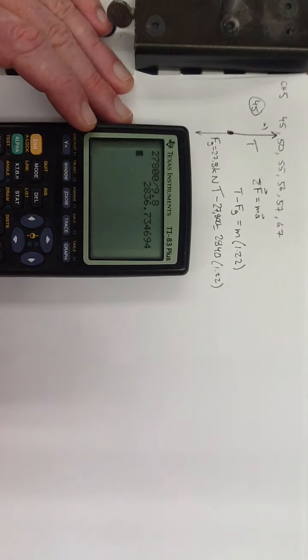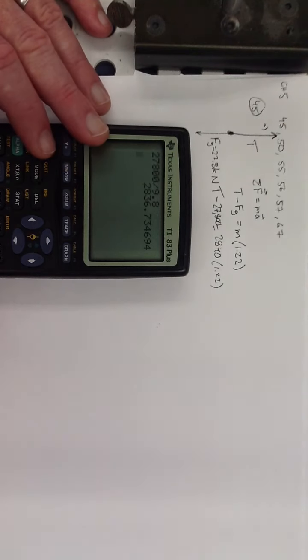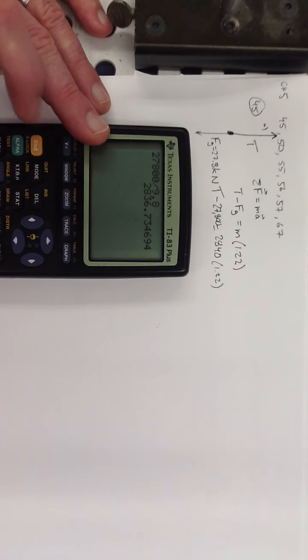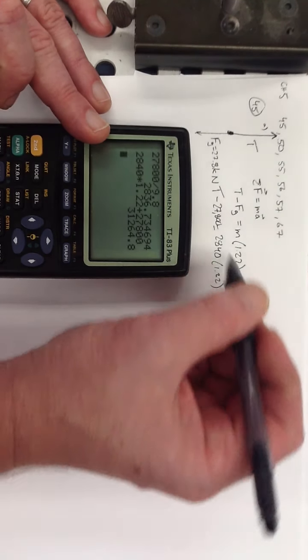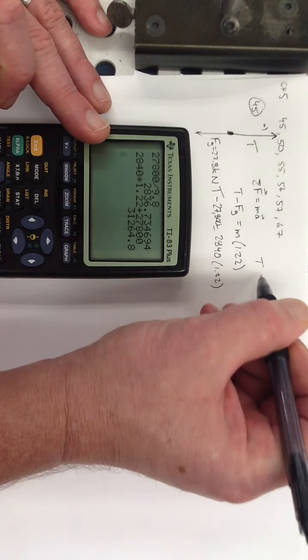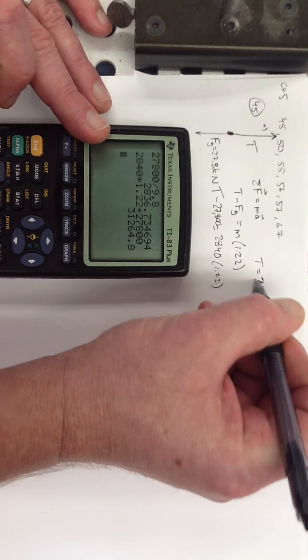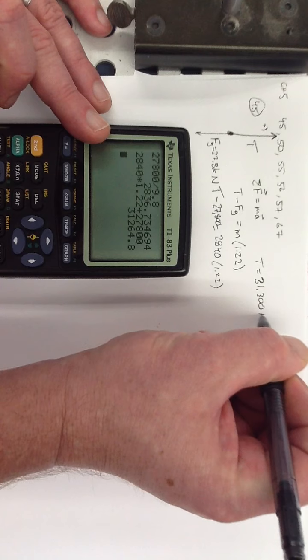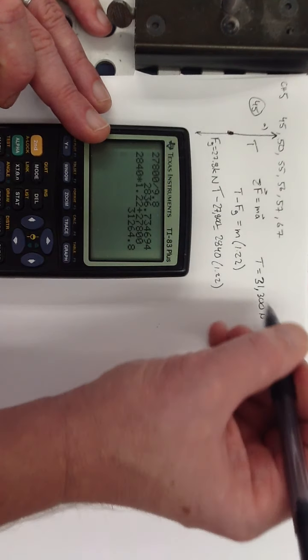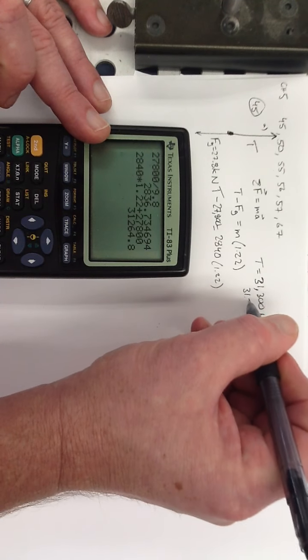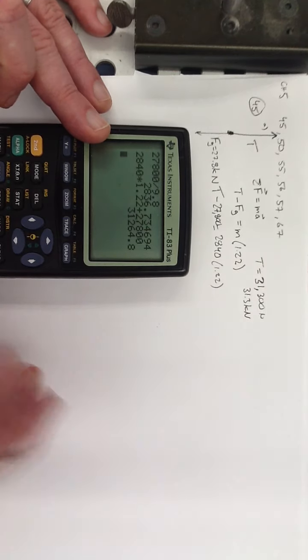That's 27,800. Okay, so looks like I'm going to have 2840 times 1.22 plus 27,800. So that tension in part A is going to be about 31,300 newtons. And I bet they're going to say 31.3 kilonewtons.